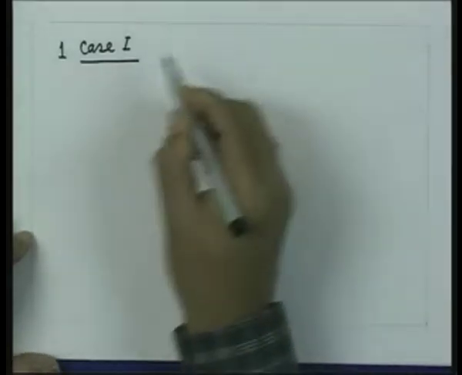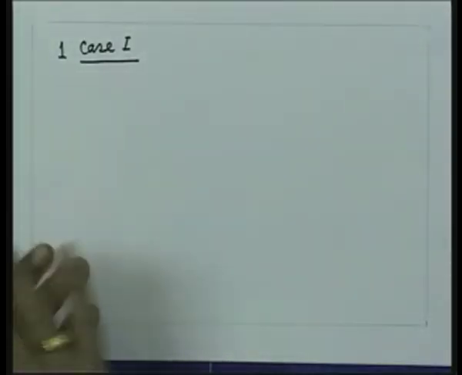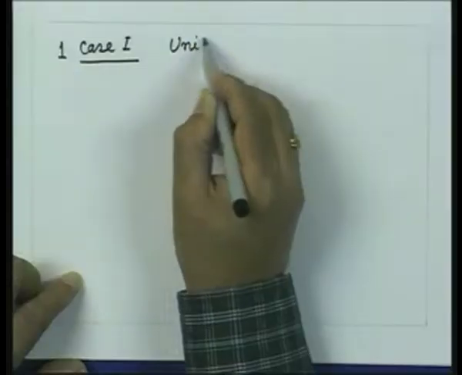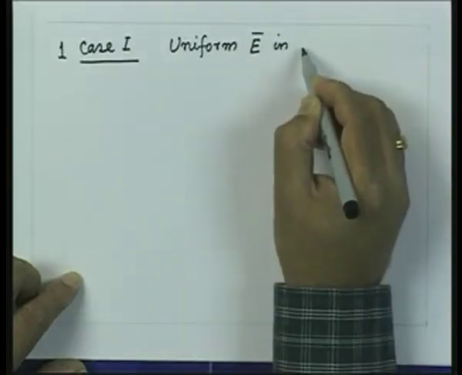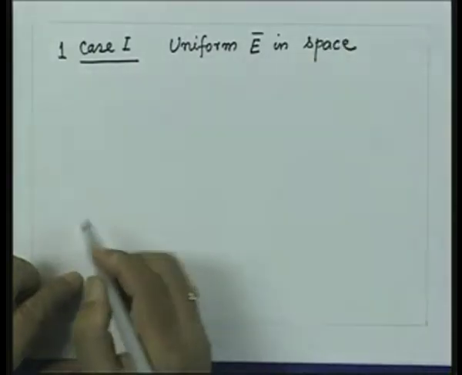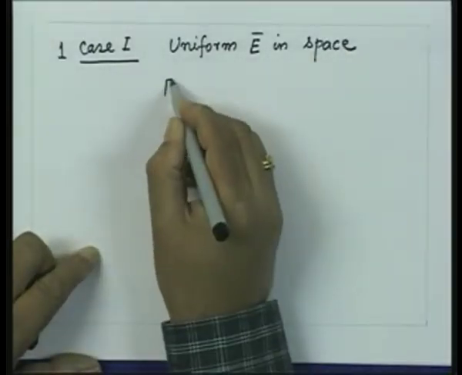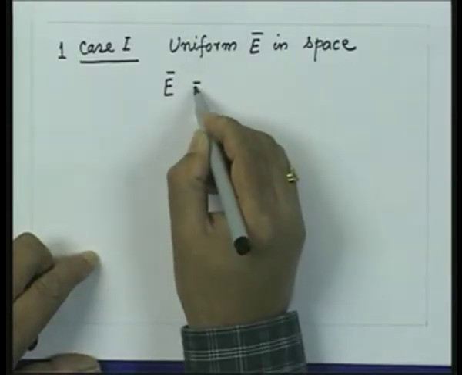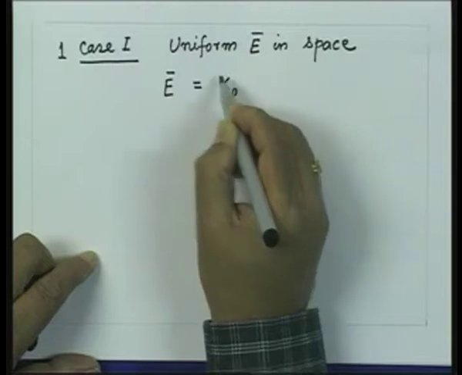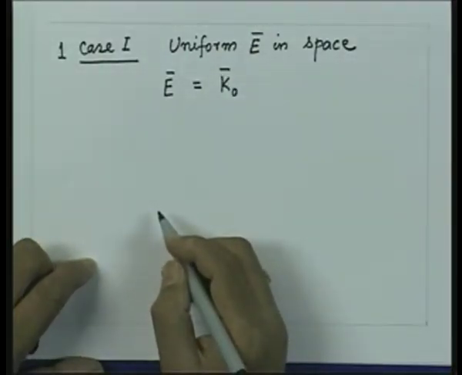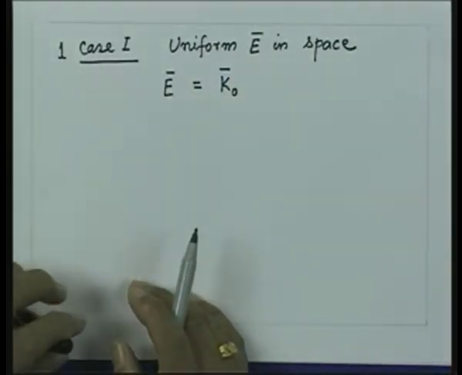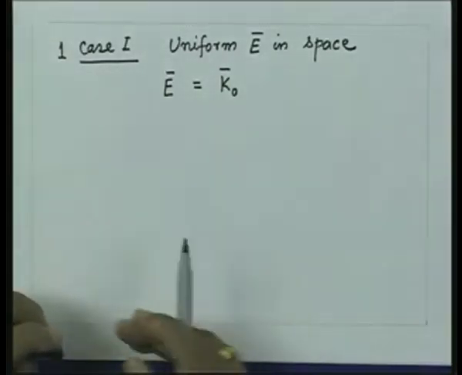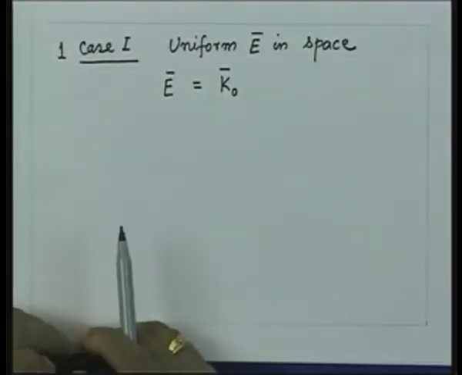So, let us say that the electric field is uniform in the 3-dimensional space. So, case 1 is uniform E in space. That means your electric field E is given as some constant k0. E to the power j omega t is always implicit in all these quantities which we are defining. So, as and when we require instantaneous values, we can multiply these quantities by e to the power j omega t.